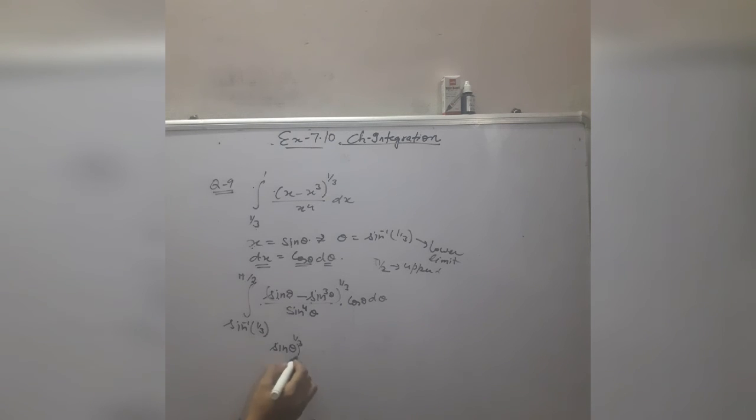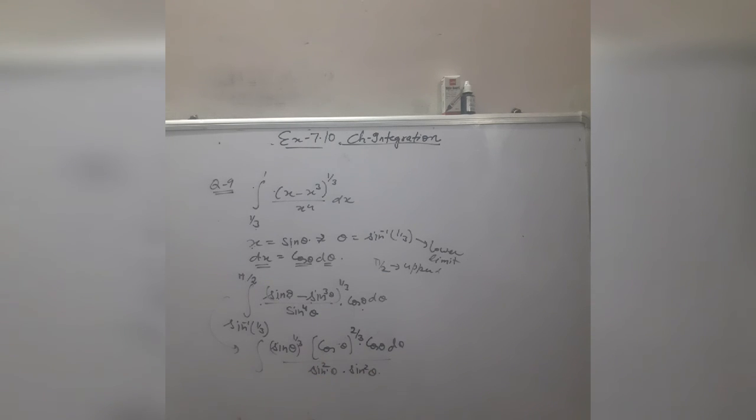After taking this power common, here you will get 1 minus sine square theta, and 1 minus sine square theta is cos square theta, and cos square theta whole raised to power 1 by 3 can be written as cos raised to power 2 by 3 theta, divided by sine raised to power 4 theta. This limit will remain as it is here. See next step.